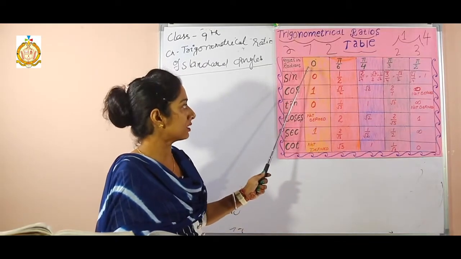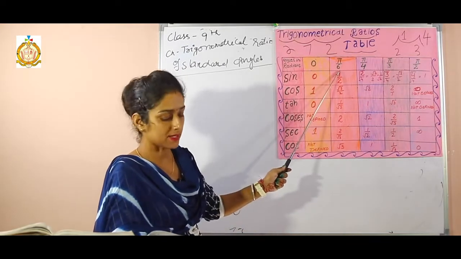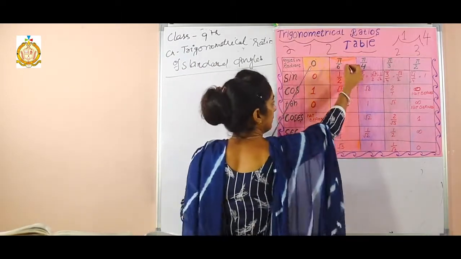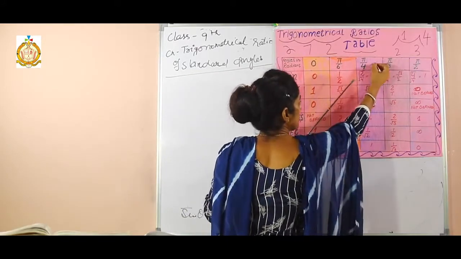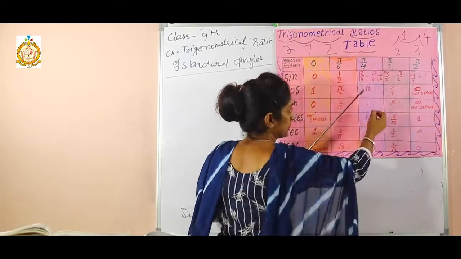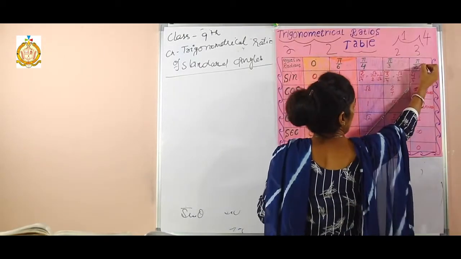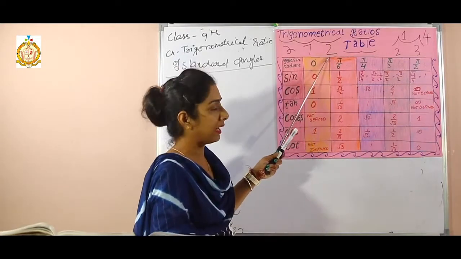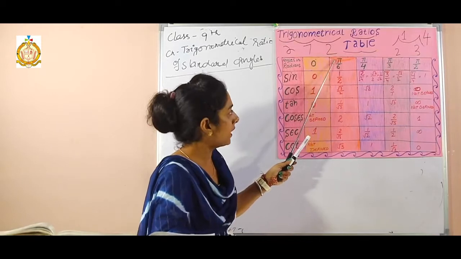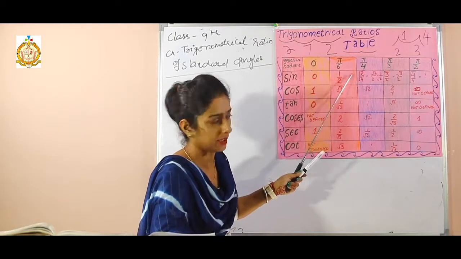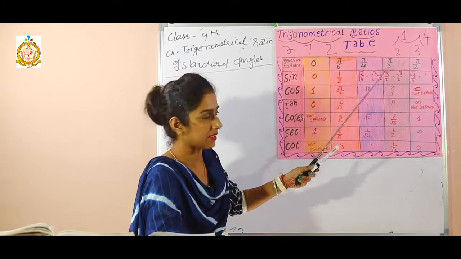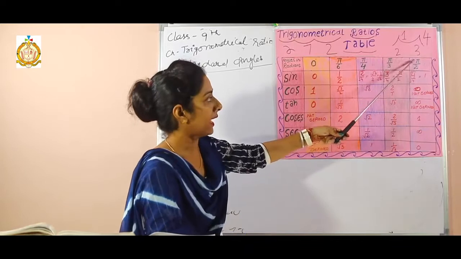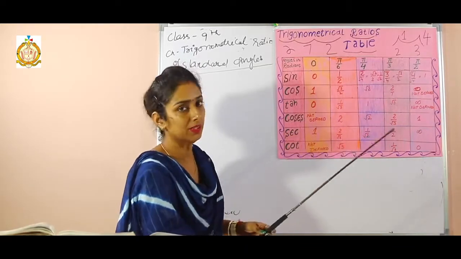First of all, we have to take a 0 degree angle, then pi by 6, which you can say is 30 degree, which is 45 degree, this one is 60 degree and this one is 90 degree. Here the value of pi is 180. 180 divided by 6 comes 30, 180 divided by 4 is 45, 180 divided by 3 is 60, and 180 divided by 2 comes 90.